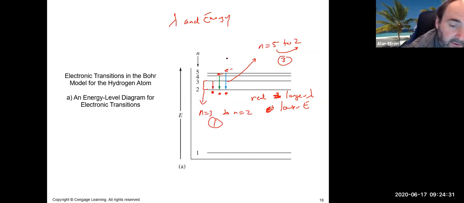While here we would predict, because that's more energy to do those transitions, to go from that many energy levels, that blue here would have a higher energy and by default would have a smaller wavelength in that case.